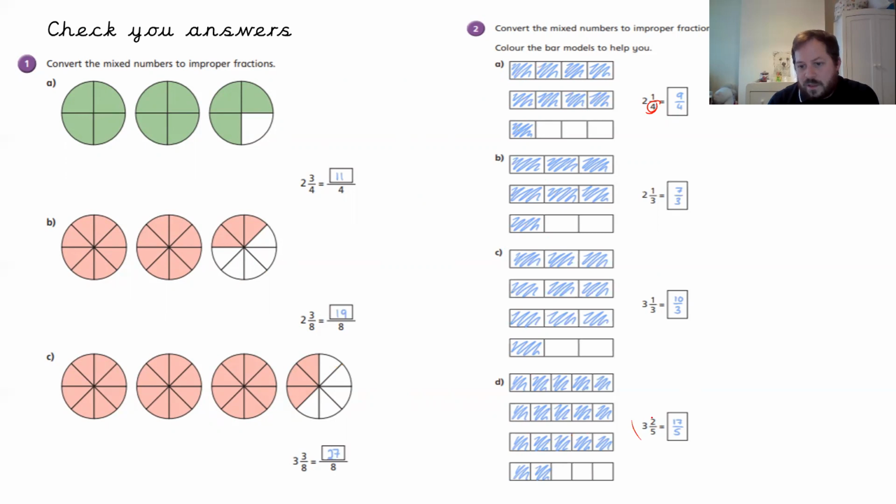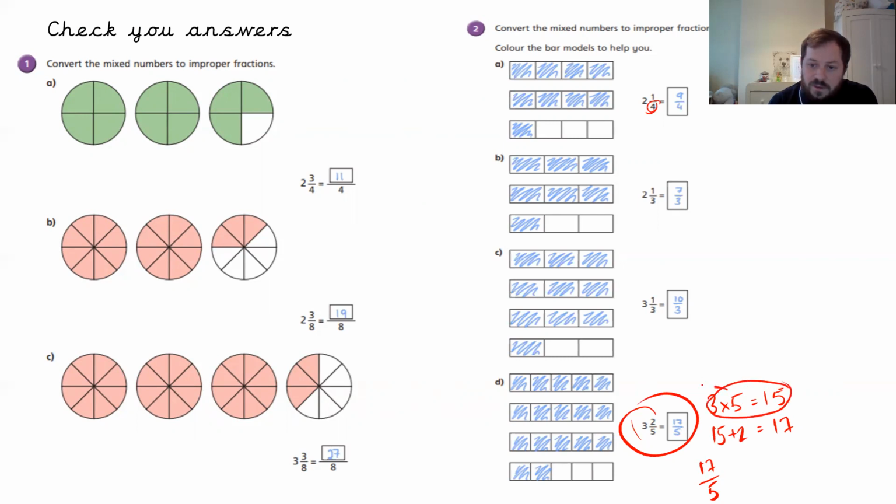So let's just see if it would work for this question here. We said we have 3 lots of 5 fifths. That's 3 times 5 is 15. Then we have an additional 2, so it's 15 plus that 2 equals 17. And then we just put the 17 back on top of our fraction. And there it is. So it works nicely. And the reason for that is that 3 times 5 is relating to these ones here, 3 lots of 5 because they're fifths.